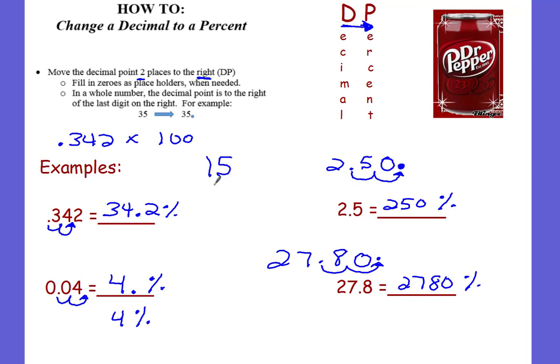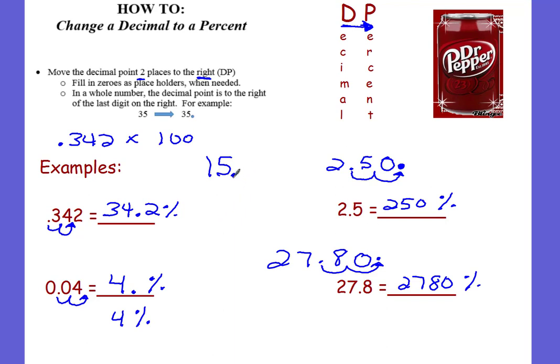And I want to write 15 as a percent. Well, there's no decimal. You're always going to move that decimal point. That decimal is invisible because we usually don't write decimal points with whole numbers. So just go ahead and put in your decimal point.